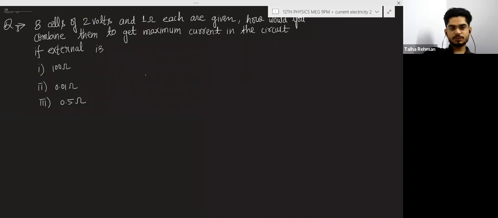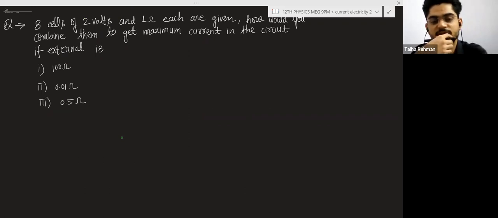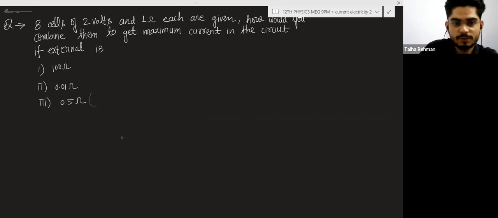Now we will have this question. Question number 8. Now you will understand the meaning of those statements here. The third part, we will solve in the next class, when we will discuss the mixed combination.